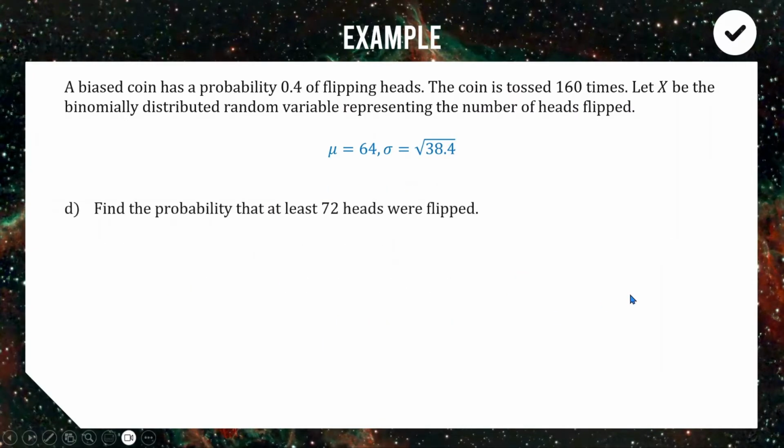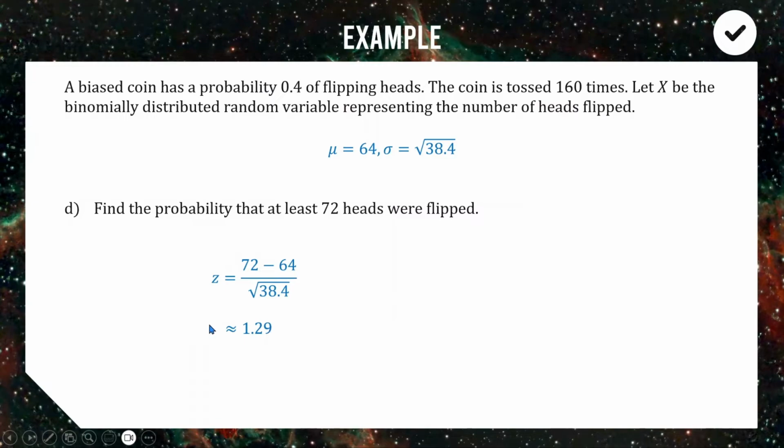Okay, on to part D. Find the probability that at least 72 heads were flipped. So this is going to be a similar process again. We're going to have to turn 72 into a z-score, and then the table we're working with gives us the probability of being less than that z-score. So we'll just have to do 1 minus to get the probability of being greater than. So turning 72 into a z-score by doing 72 minus the mean divided by the standard deviation once again. This gives us a slightly higher z-score of 1.29.